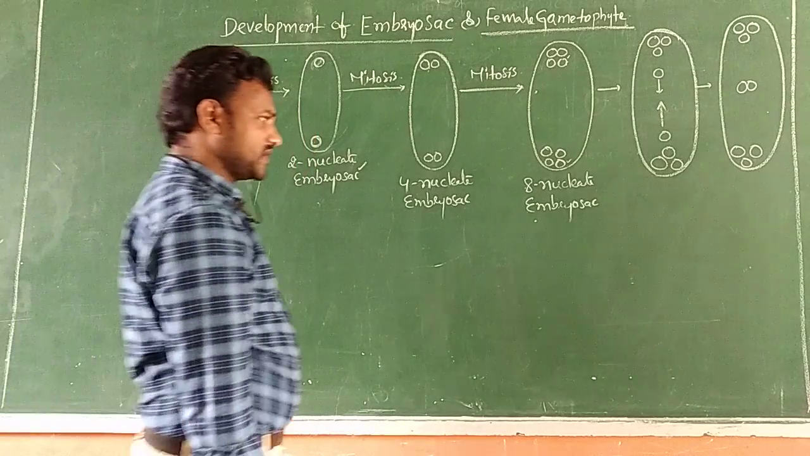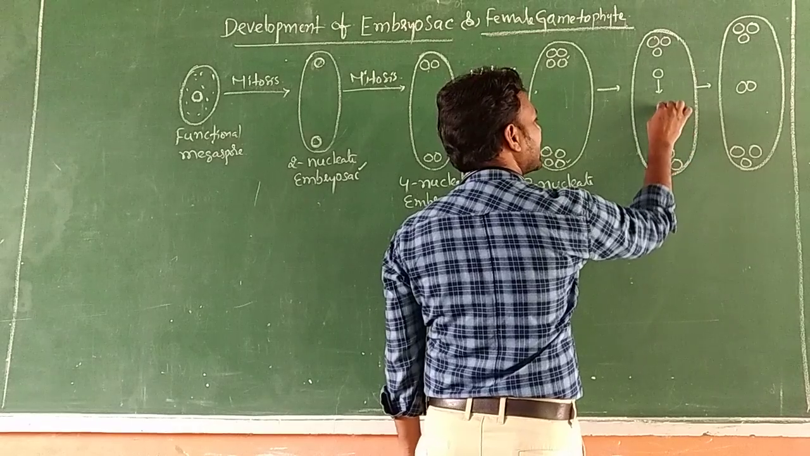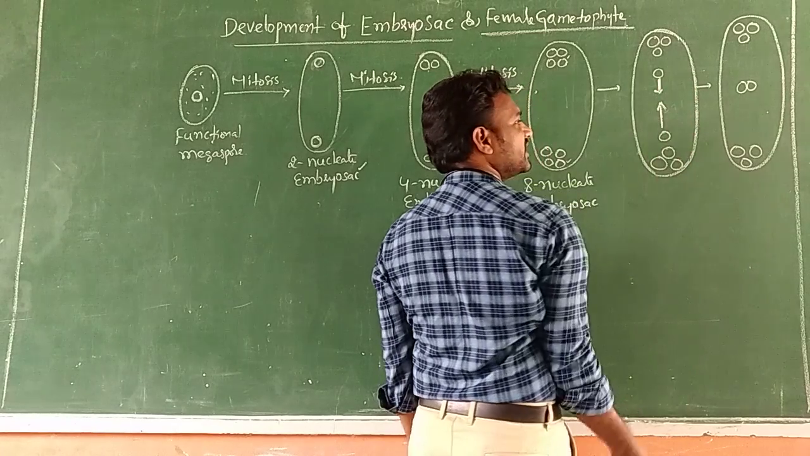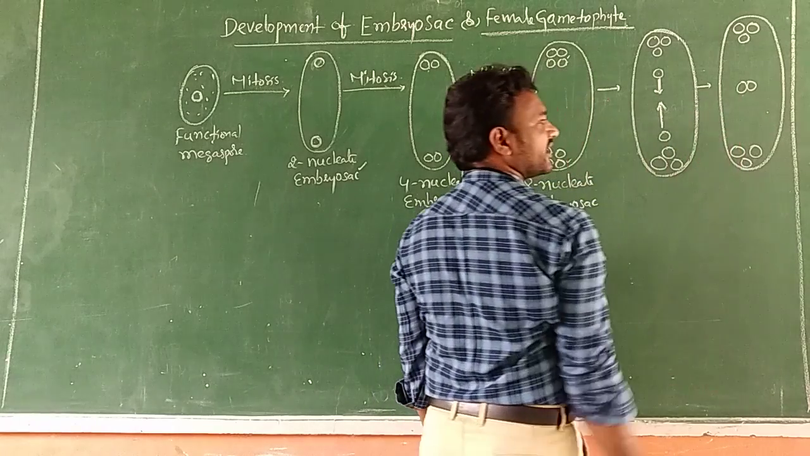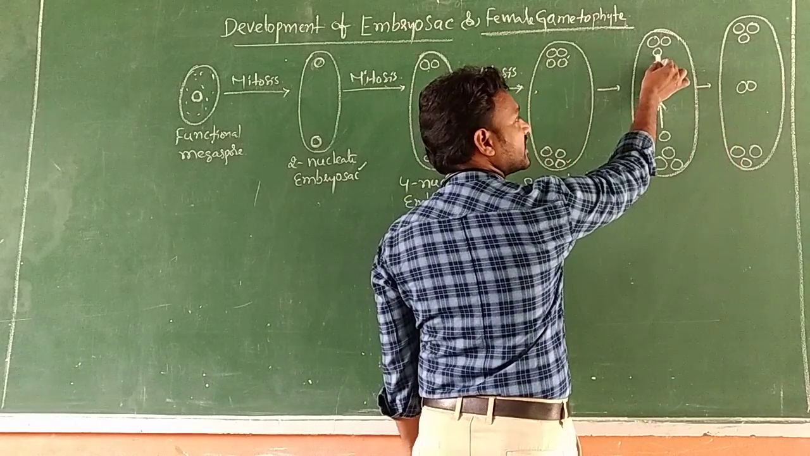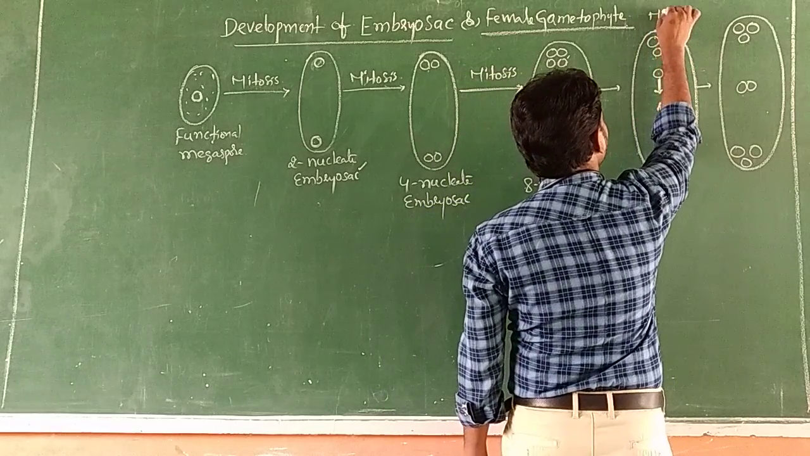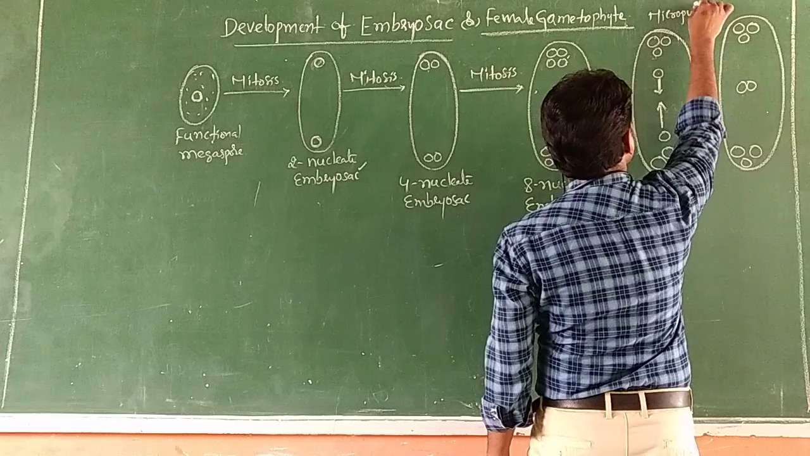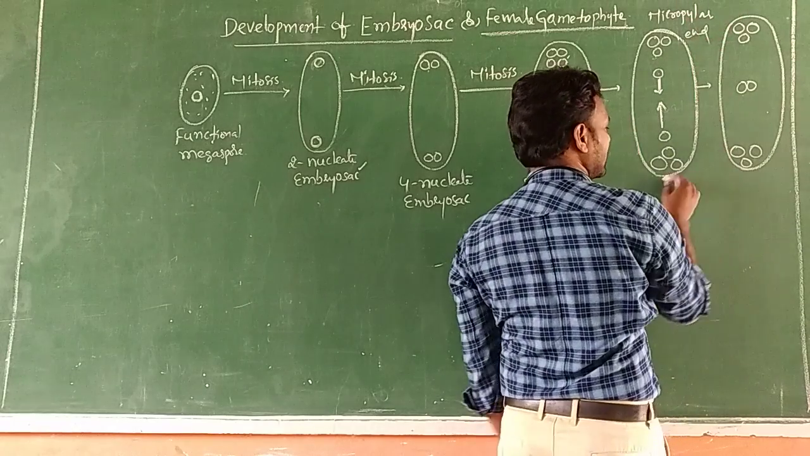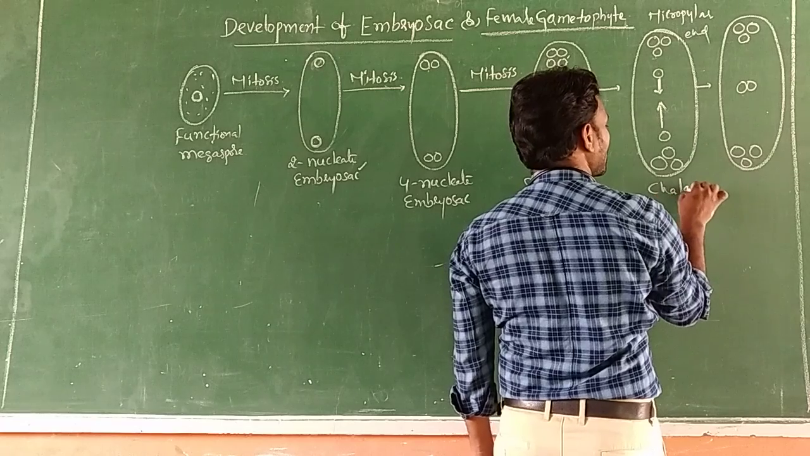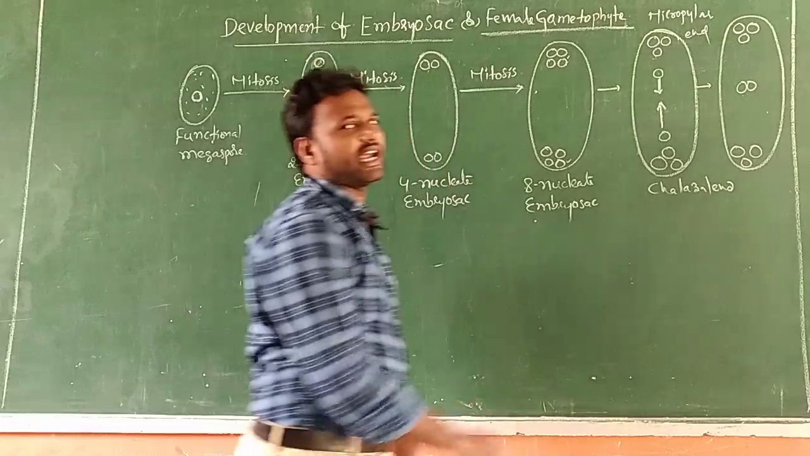So you observe here the nuclei migrate to the center. How many nuclei? Two nuclei are migrated to the center. Yes, these two are migrated. The remaining three are situated at the micropyle or micropylar end. And this is the chalazal end.